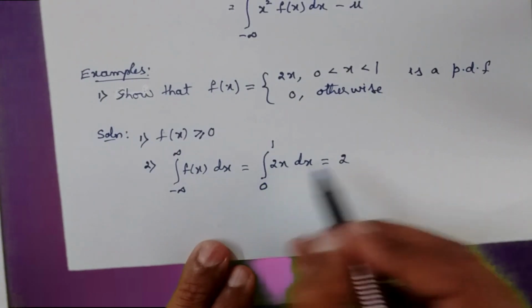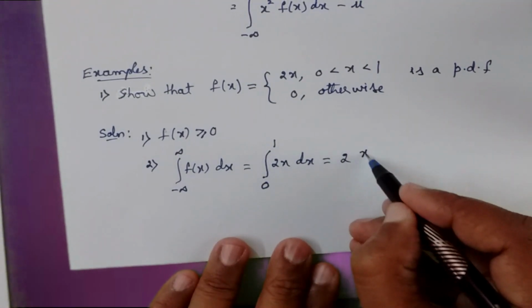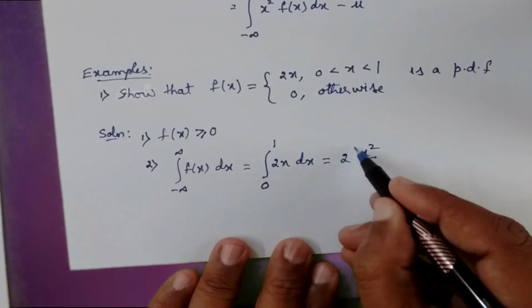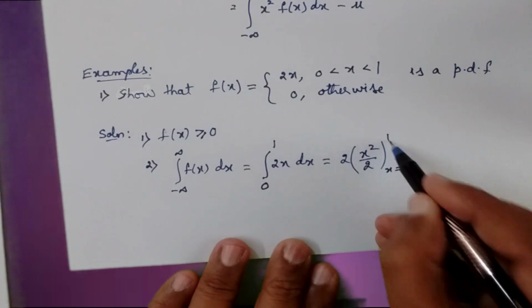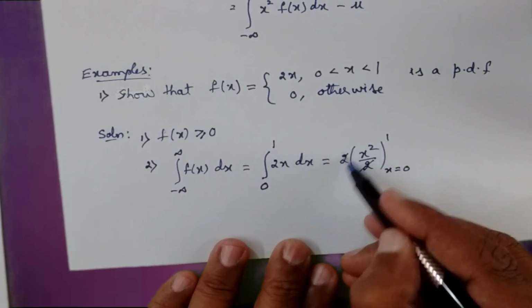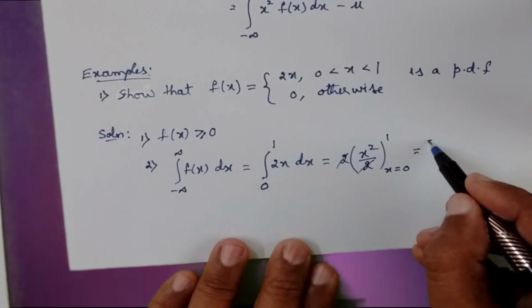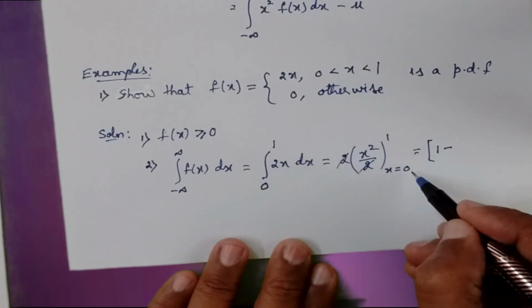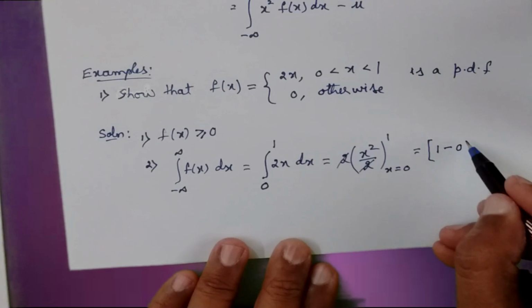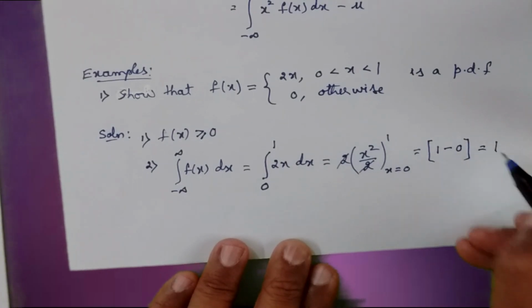It is the integral of x. The integral of x will be x square by 2. And the limit values are x equals 0 to 1. You can just cancel out this 2 and 2, and apply the limits. So the upper limit value for x will be 1, so 1 square is 1, minus the lower limit value for x, which is 0. So 1 minus 0 will be 1.